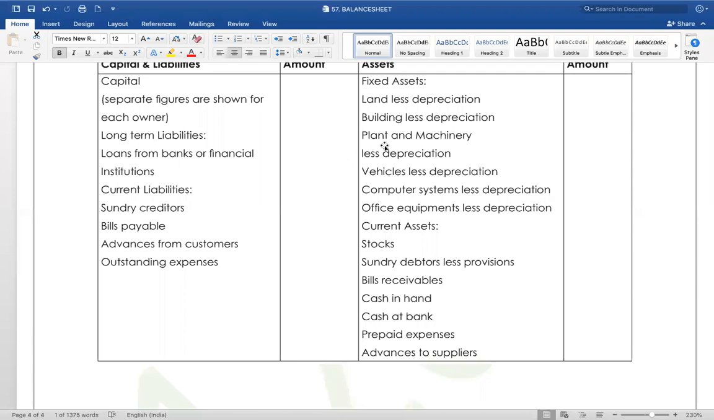Plant and machinery is the next item, less depreciation. Vehicles, less depreciation. Computer systems, less depreciation. Office equipment, less depreciation. Current assets. What are the current assets? Stock you have. Stock means what? Inventory. Inventory means what? Materials. Materials is of how many types? 3 types. Raw materials, work in progress, and finished stock.